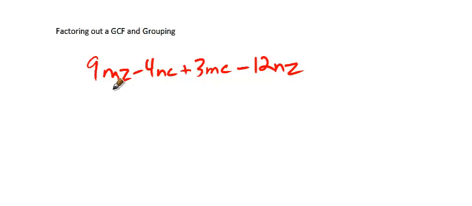Now, if I look at my first pair, 9mz and 4nc, that doesn't seem to do anything. I don't have m's in both of them. I know n sometimes looks like an m. zc doesn't work. Over here I can take a 3 out, you see that, but it doesn't really work for me. Alright, so if the grouping doesn't work, try a different grouping.